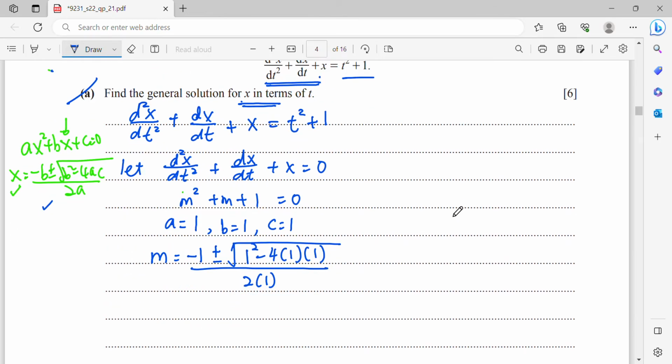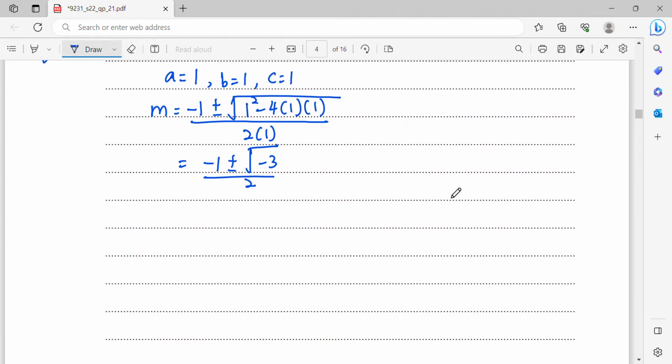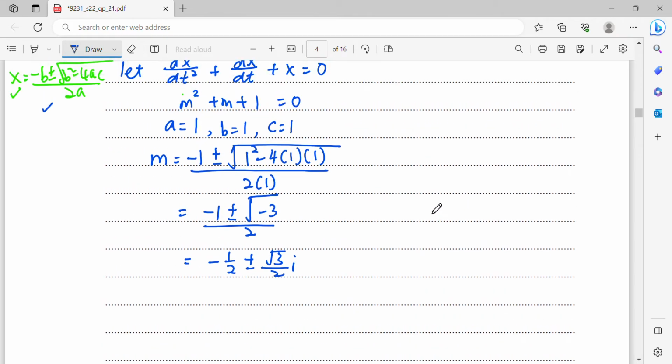Alright, so from here, I will get minus 1 plus minus square root of 1 minus 4, which is minus 3, then over 2. Now, I can say that the square root of minus 3 is basically root 3 i. So here, minus half plus minus root 3 over 2 i. So here I'm getting two complex roots.